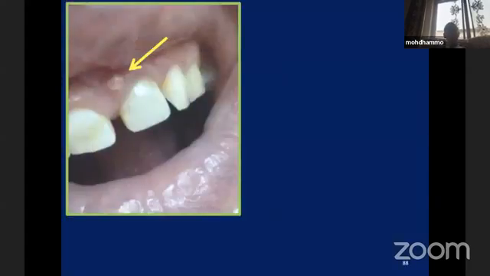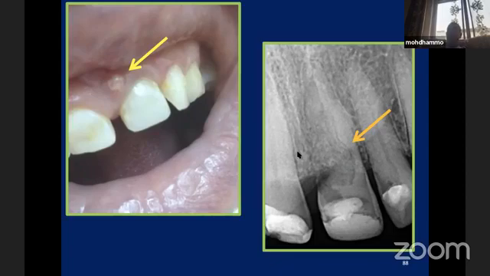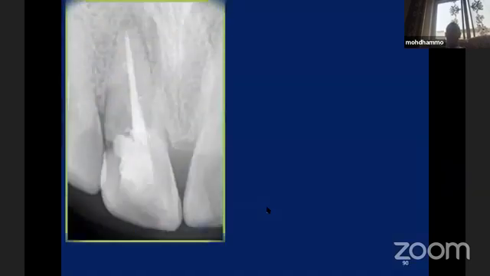Like this patient here, he visited me suffering from this sinus with no pain, nothing. He came because he just wanted to know what's happening here. I took an X-ray, and unfortunately you can see this whole part was destroyed by resorption. The resorptive cavity advances, communicates with the periodontal ligament, and again it might cause perforation like this. Here, in this two-dimensional X-ray, we have this radiolucency.